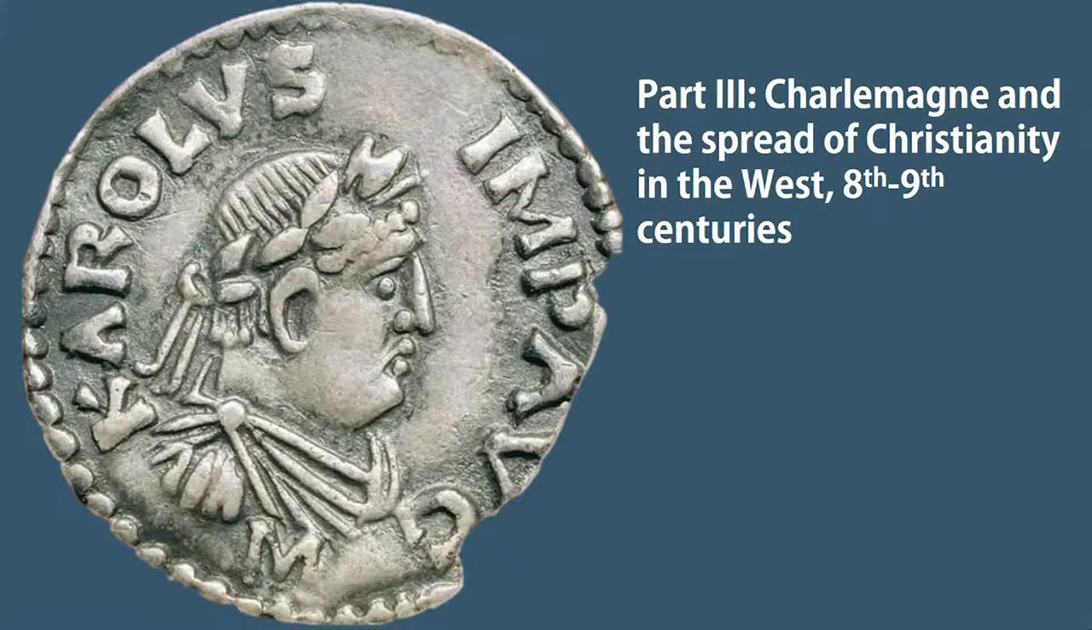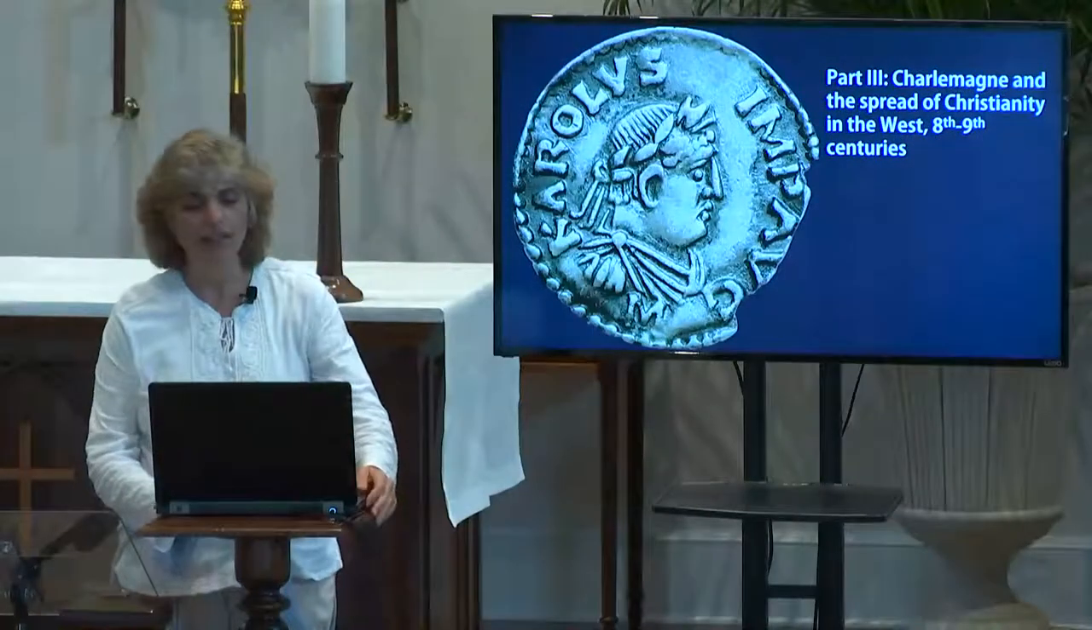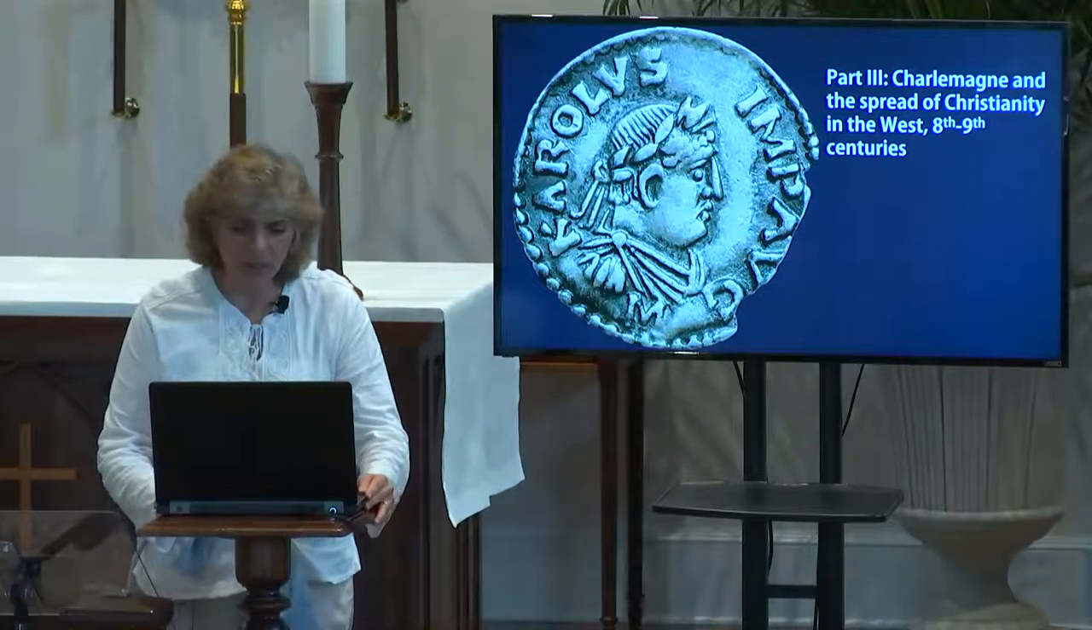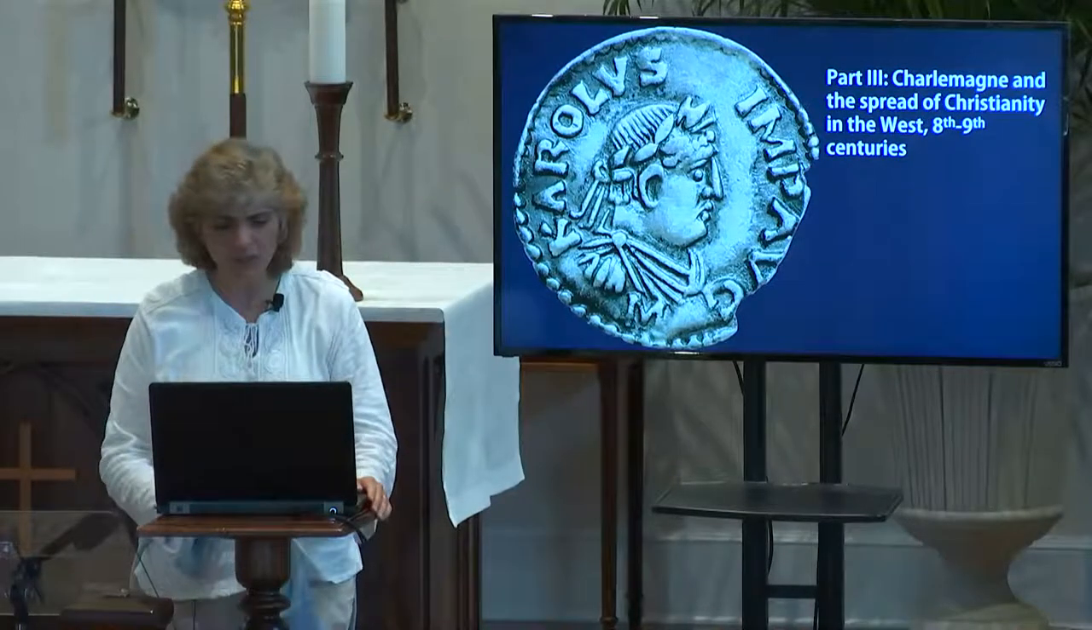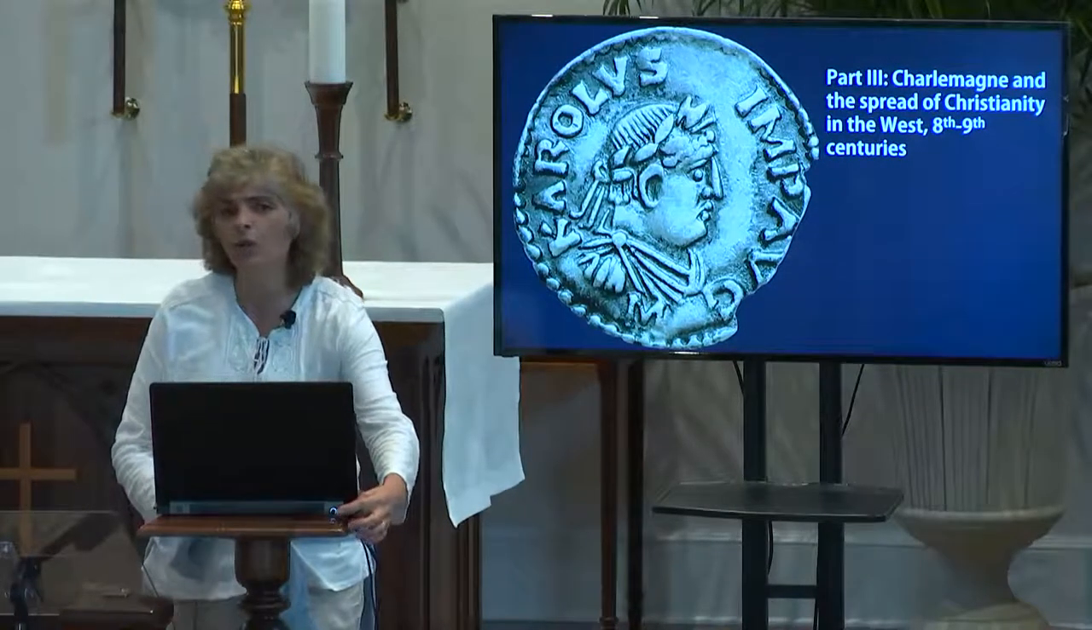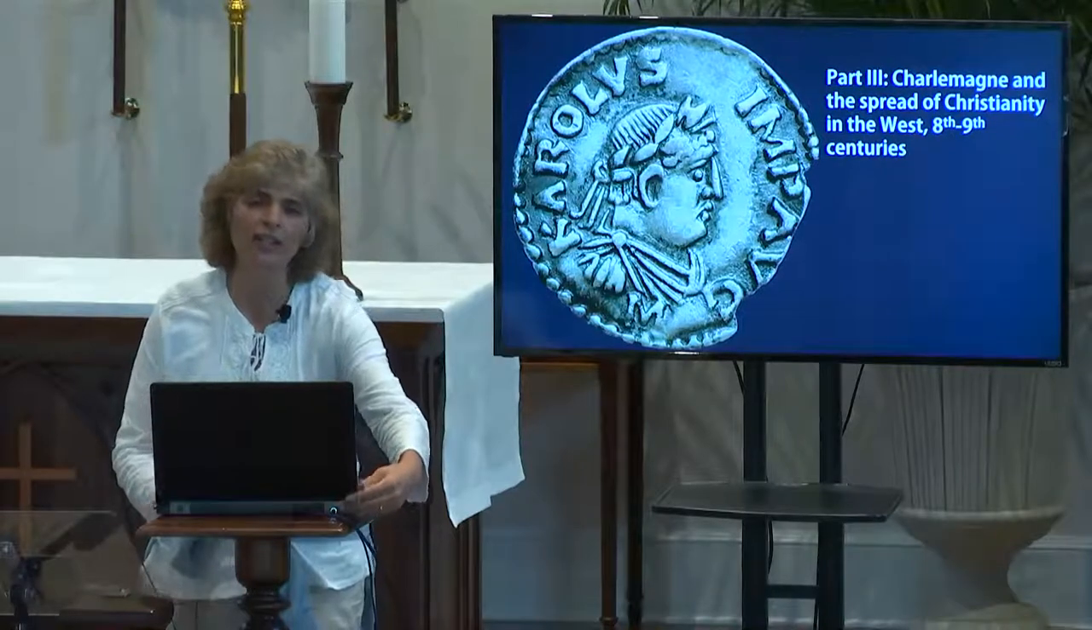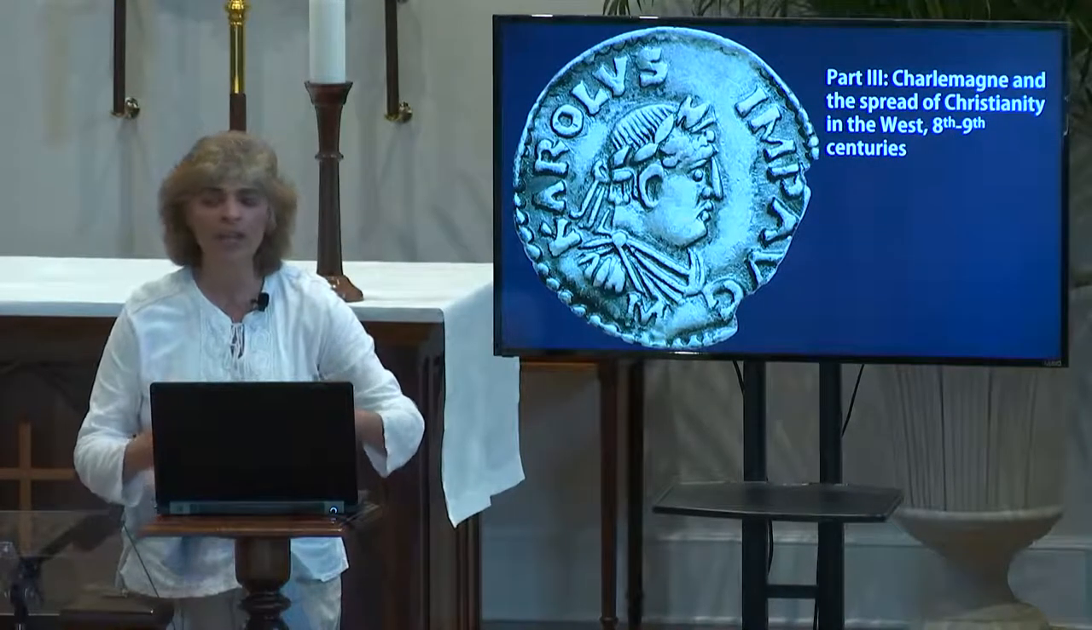And that's where we'll stop for tonight and bring up part 3 next week with Charlemagne and the spread of Christianity in the West. So out of all that confusion and chaos and illiteracy, Charlemagne is once again going to restore order, dignity, and literacy. He's going to create an alliance with the church in Rome, and we're going to see how that unfolds next week.